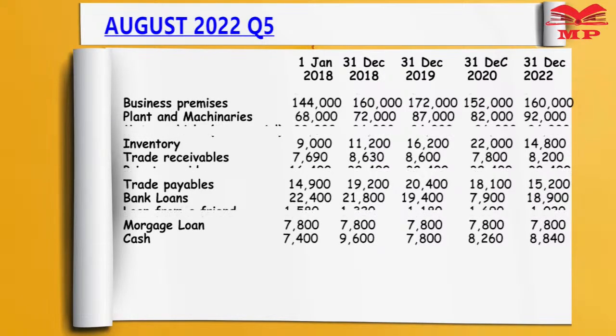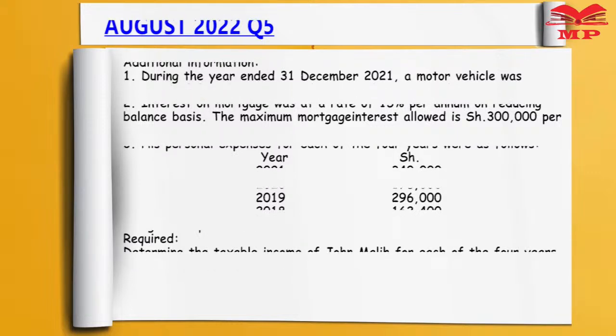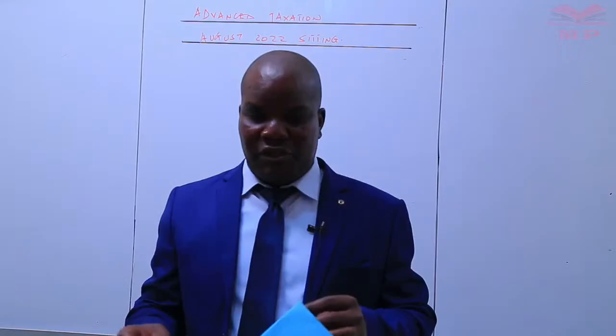Required, determine the taxable income of John Mali for each of the 4 years ended 31st December 2018, 2019, 2020, and 2021 for 12 marks. Now, this question is from the topic we call tax investigations in advanced taxation.